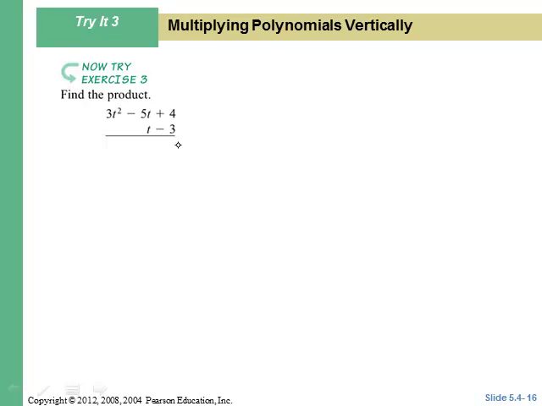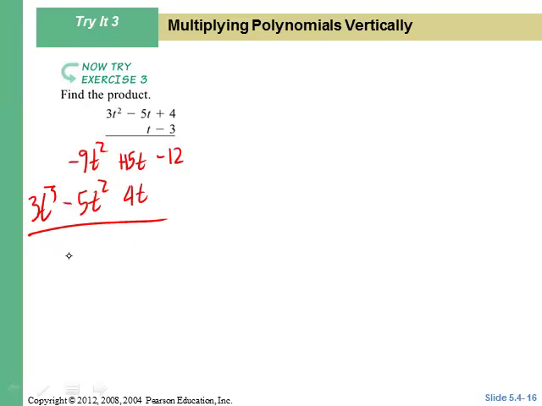This one's a little bit easier. We can do this one starting at the back. Negative 12, positive 15t, negative 9t squared. 4t, minus 5t squared, 3t cubed. Add them, we get 3t cubed minus 14t squared plus 19t minus 12.